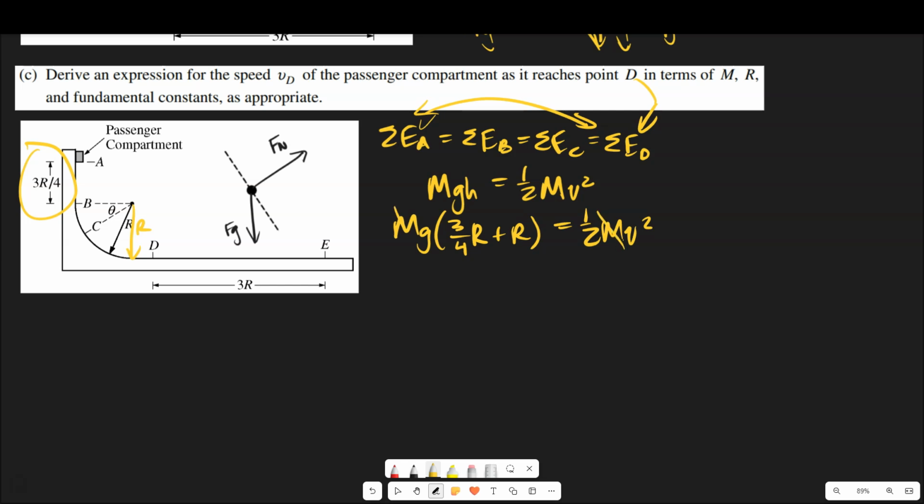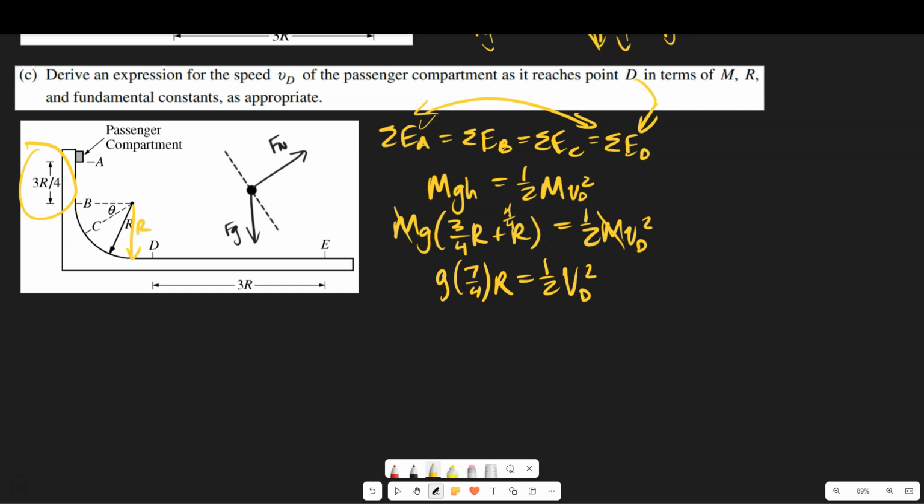All right, notice immediately that the m's go away as well. Let's simplify that now and think about what's going on with our r. If we want to get common denominators here, this really is going to be 4/4 r. It's the same thing as 1r, right? So that means we could say g times 7/4 r is equal to 1/2 v squared. And the question asks us to derive an expression for Vd. We could label this as Vd and go back just to clarify what we're talking about.